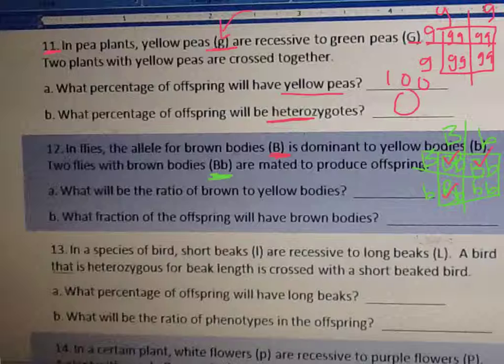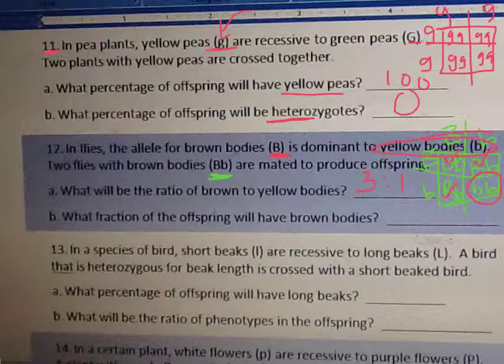So you have how many brown to how many yellow? You have 3 brown, right? And make sure this one's a yellow. Little b, little b. Little b is a yellow, if you can read it. So you have 3 to 1. That's how you do ratios. You literally just count.